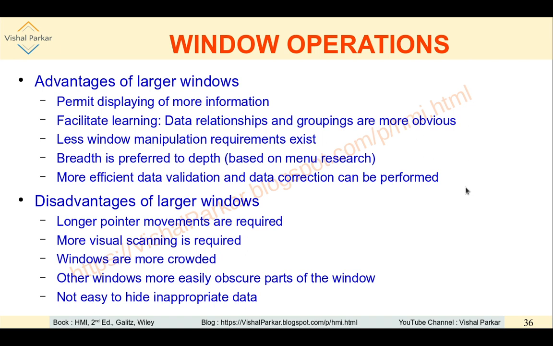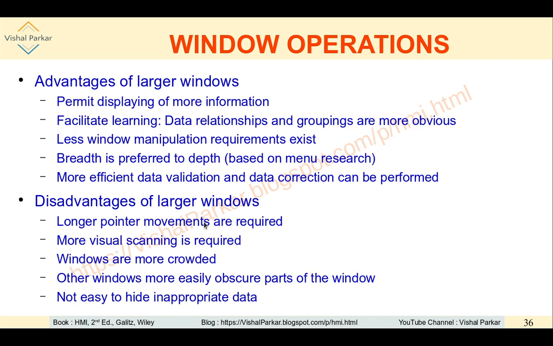So larger windows have their advantages. They permit displaying of more information. They facilitate learning, so relationships amongst data and groupings will be obvious. Less window manipulation is required because we don't need to scroll them, change their size, etc. Here, breadth is preferred to depth based on the menu research. So if the window is wider, that is better. More efficient data validation and data correction can be performed if the windows available are larger in size.